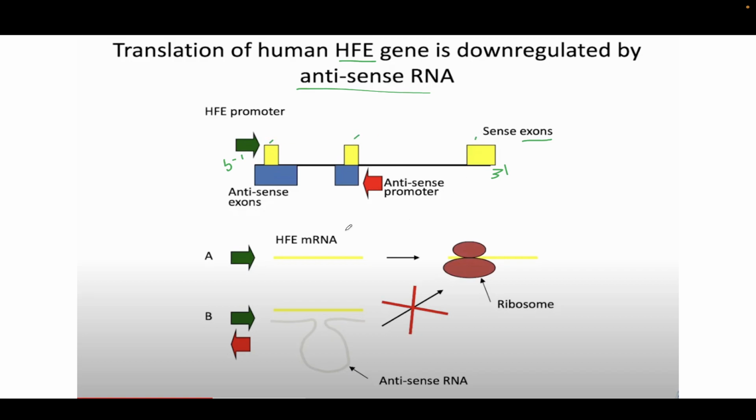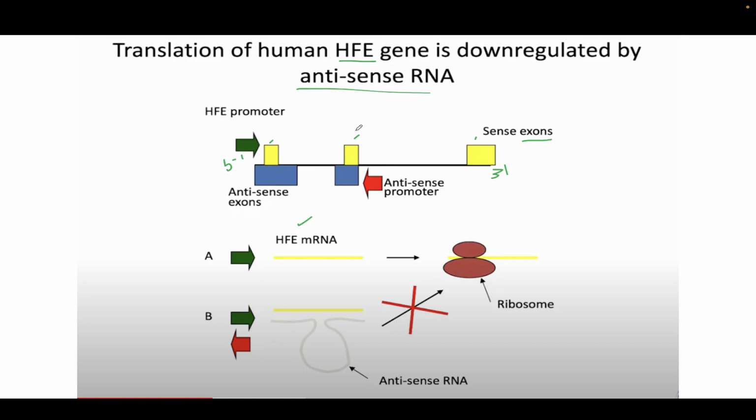Got it? Now let's move to the transcription process. In this transcription process, when the promoter starts from your sense strand, 5' to 3', it will produce the HFE mRNA, which will produce the protein using ribosomes. Done. This is the normal mechanism.